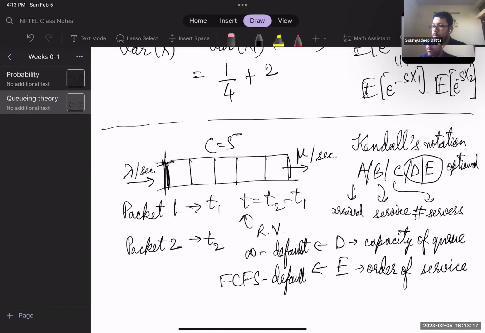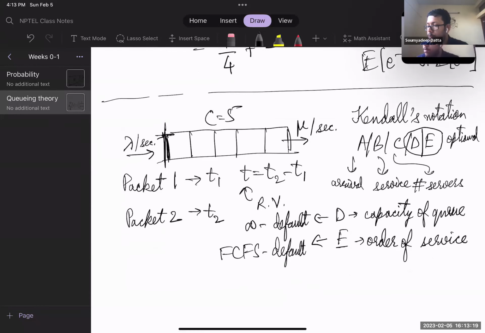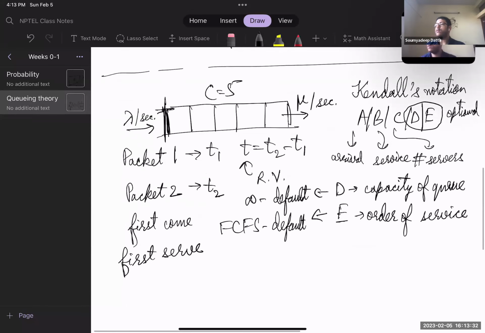By FCFS, what do I mean? It is first come, first serve, right? So that is the normal behavior of a queue. Anywhere in real life, whosoever enters the queue first will also leave the queue first. First customer will be served first. So this is assumed as default, and the default assumption is also infinite capacity of the queue.